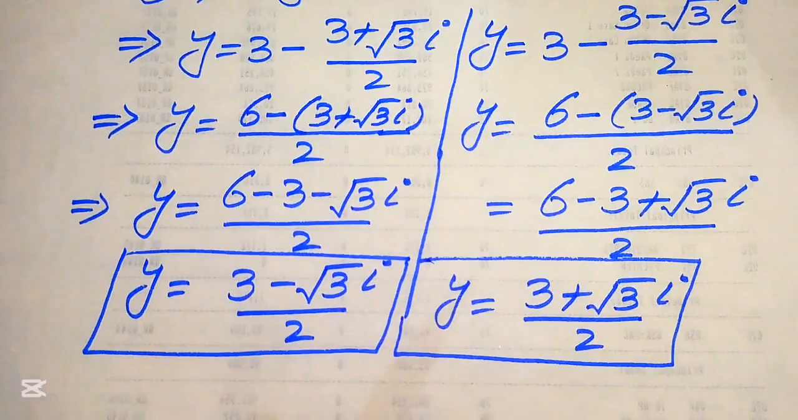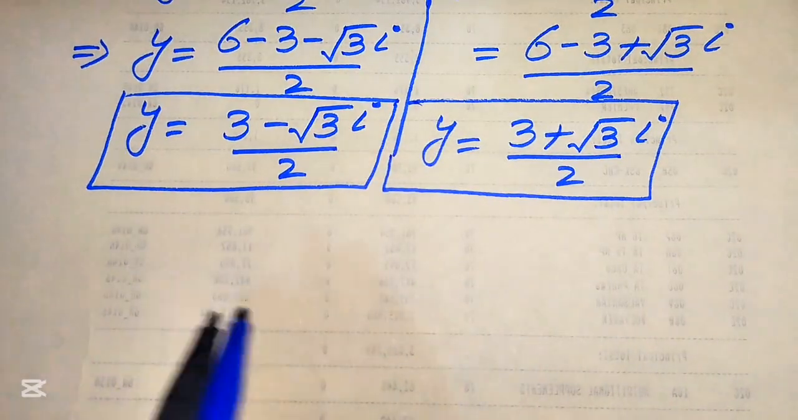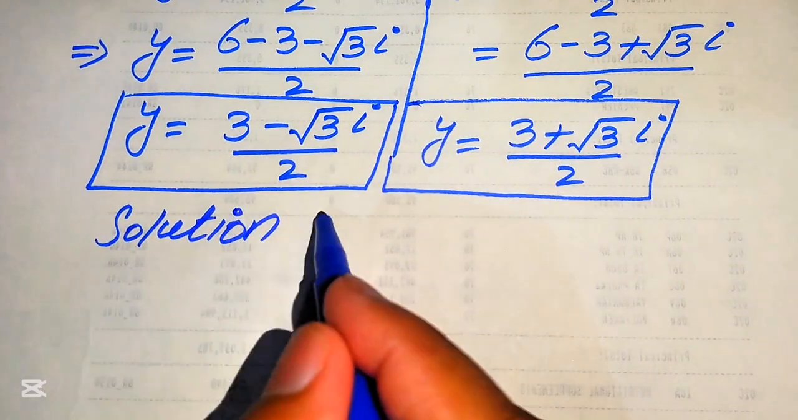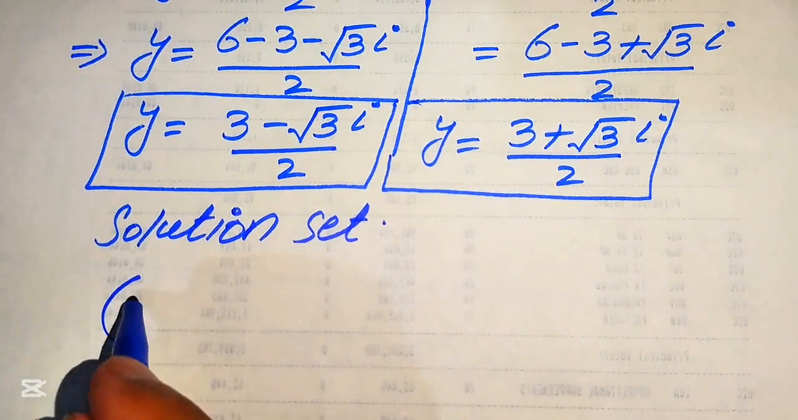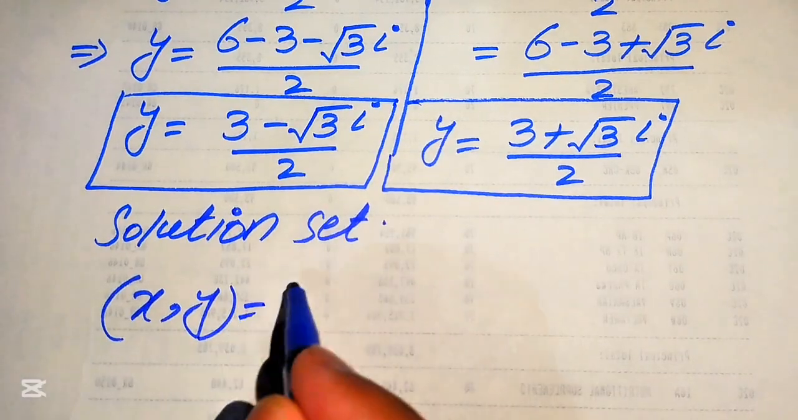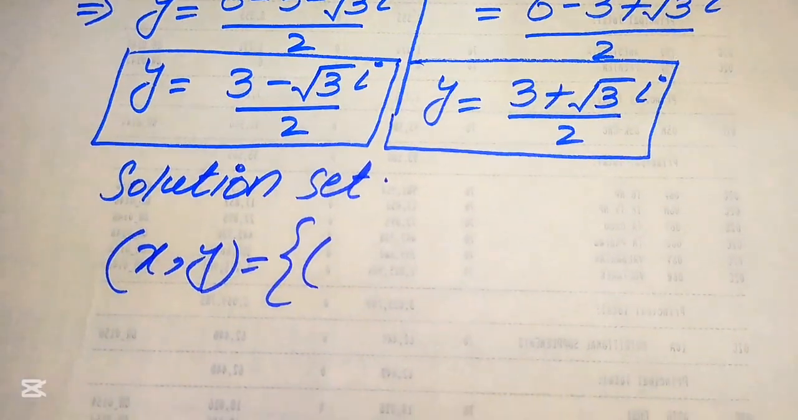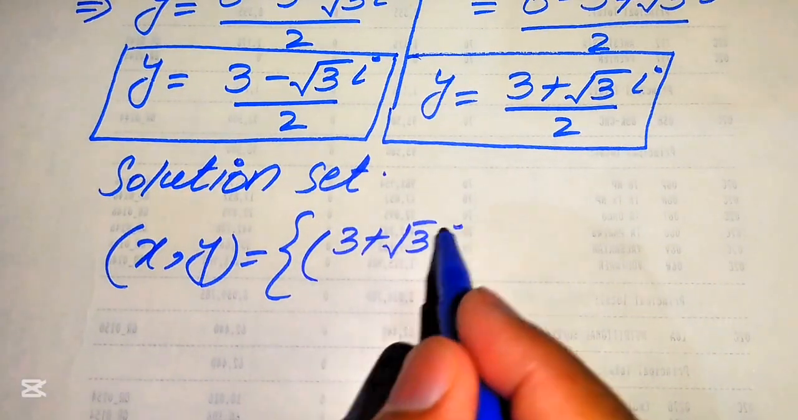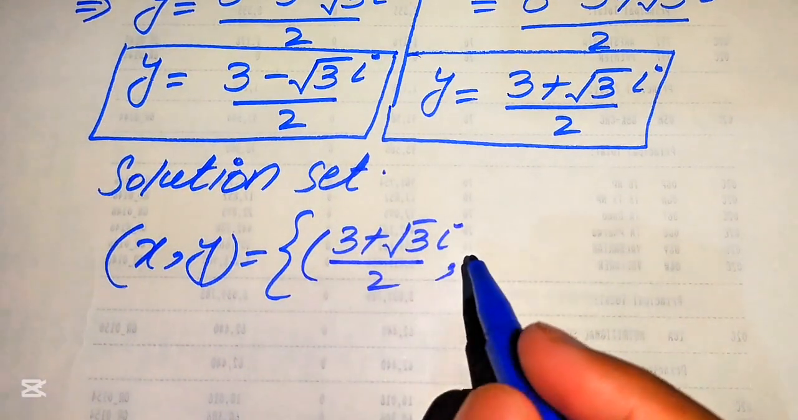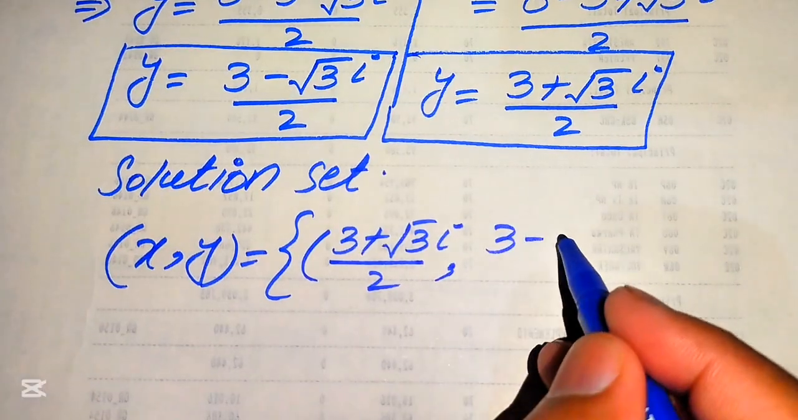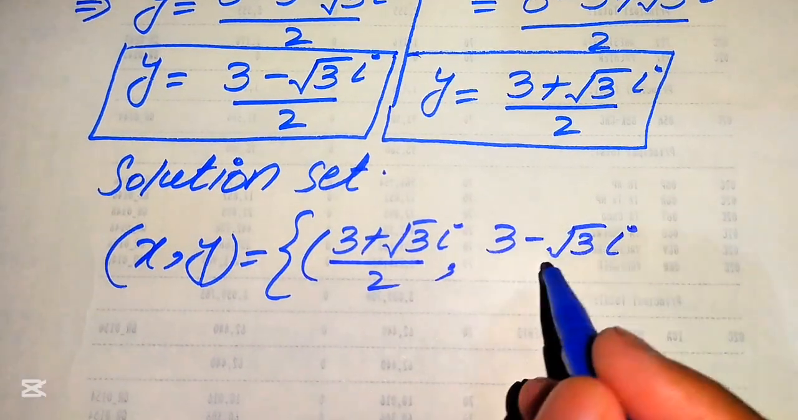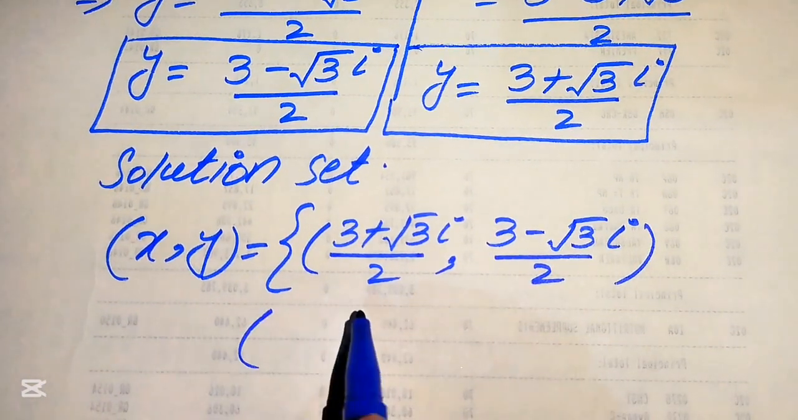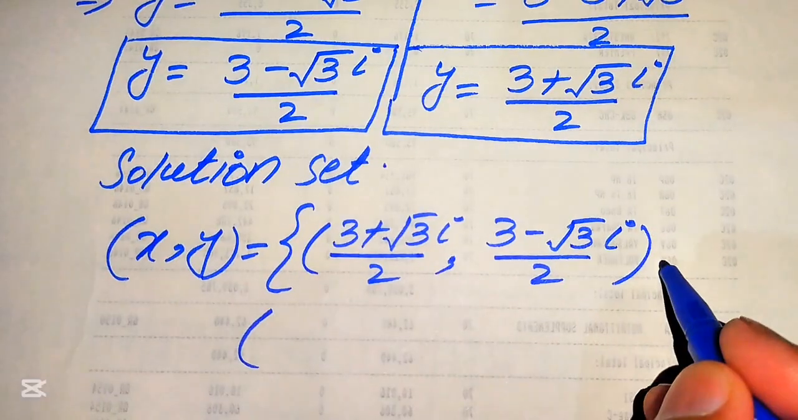Okay, so finally we have the two solutions of the given equation. We have the final solution set with values of x, y. The first solution set of the given equation is: x = (3 + √3 i)/2, and the corresponding value of y is (3 − √3 i)/2. So this is the first solution set.